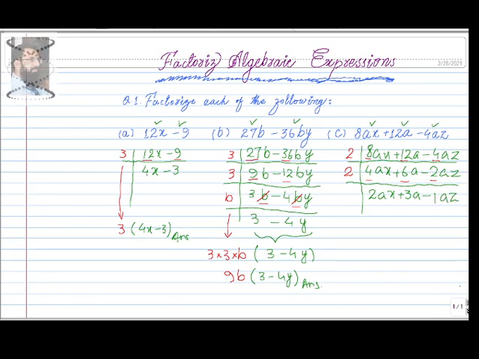Now we can see that there is 1 as a coefficient, and in algebra when there is 1 as a coefficient we don't need to write it, so we'll remove it. Now we have 2ax plus 3a minus az. Now there is no number common, but if we look for a variable, the variable a is common. So if we take out a as common, it will be cancelled, and the rest of the terms will be 2x plus 3 and minus z.